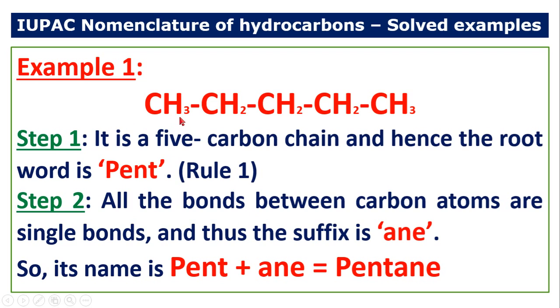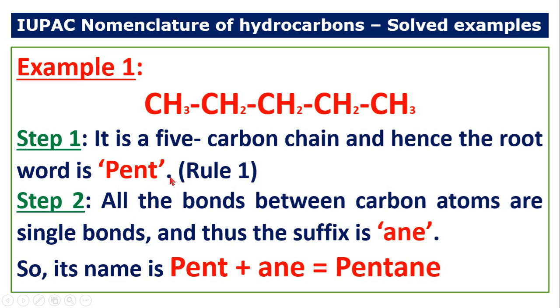Example 1. CH3, bond, CH2, bond, CH2, bond, CH2, bond, CH3. According to rule 1, identify the longest chain. Here, you have 5 carbon atoms: 1, 2, 3, 4, 5 carbon atoms.